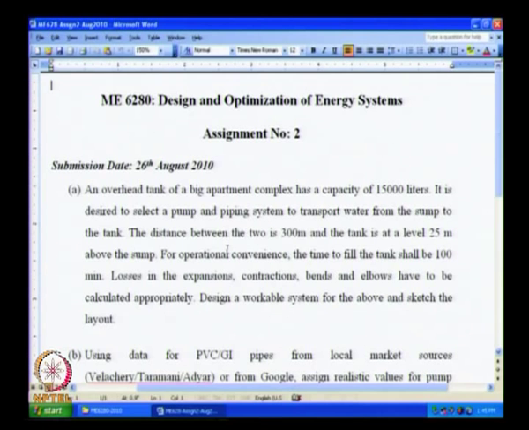You have to get all this, K V squared by 2g. K you can get from basic fluid mechanics textbooks. Okay, and then design a workable system for the above and sketch the layout. That is part 1 of the story. You design a workable system and on an A4 sheet you do.